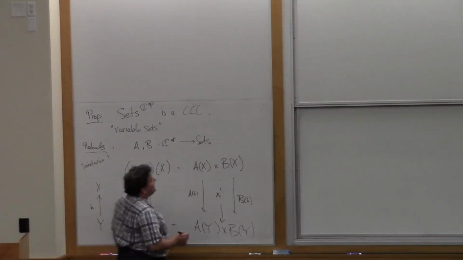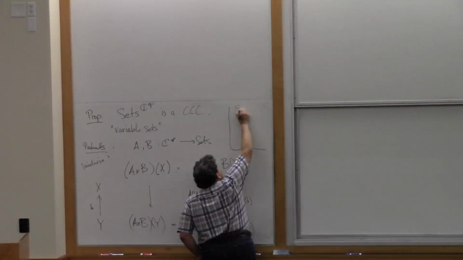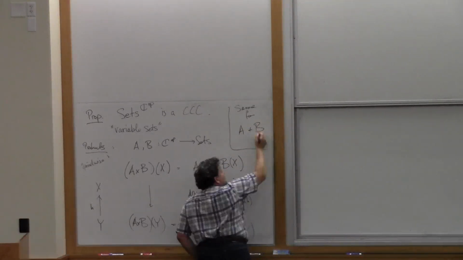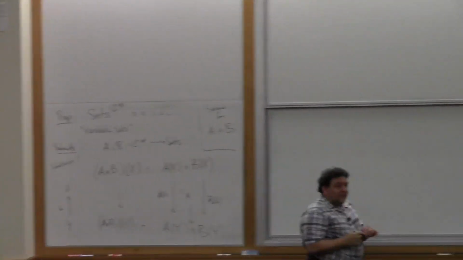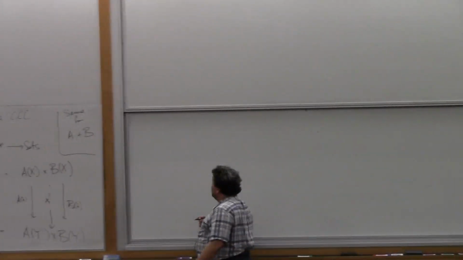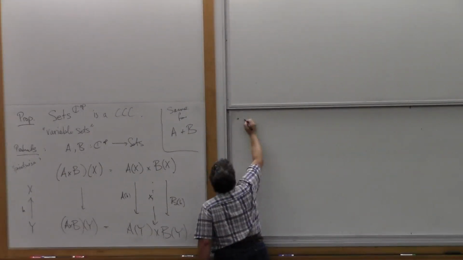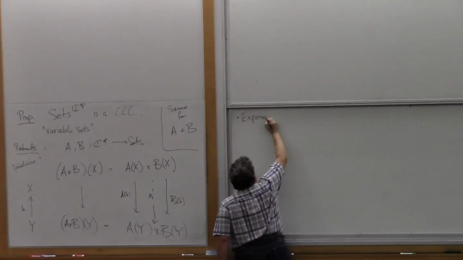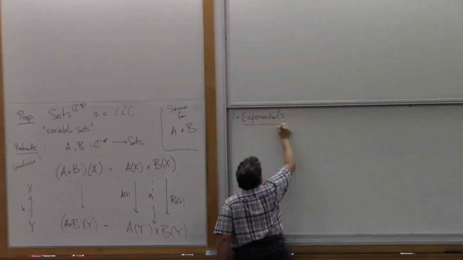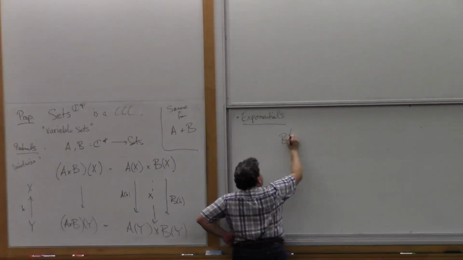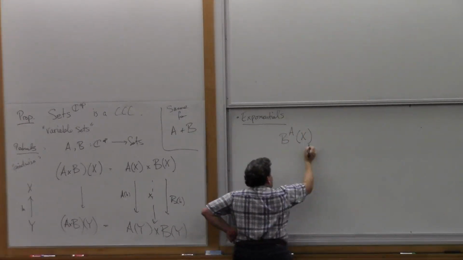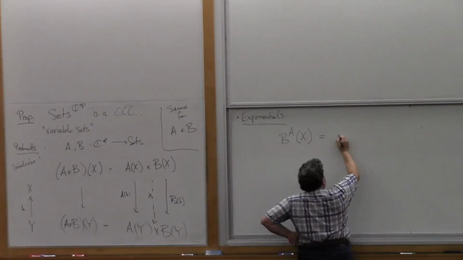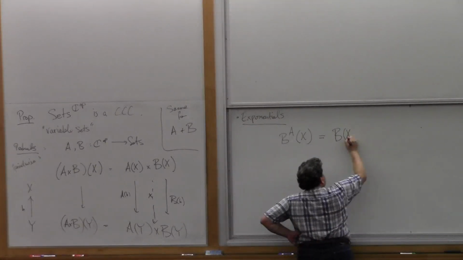Same for A plus B. You can make those things pointwise too. But what about the exponentials? That's the interesting thing. So exponentials. What are we going to do about B to the A at X? Well, the first thing you might think of trying is just to make that pointwise too. That certainly is the first thing to at least try and see if it works, right?